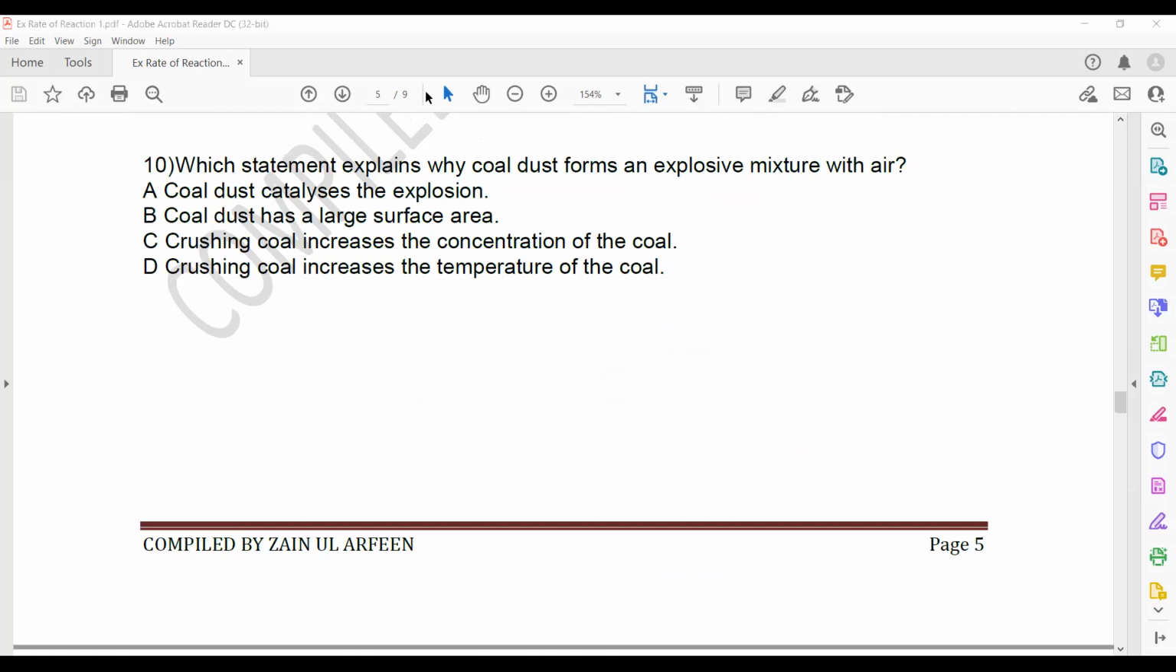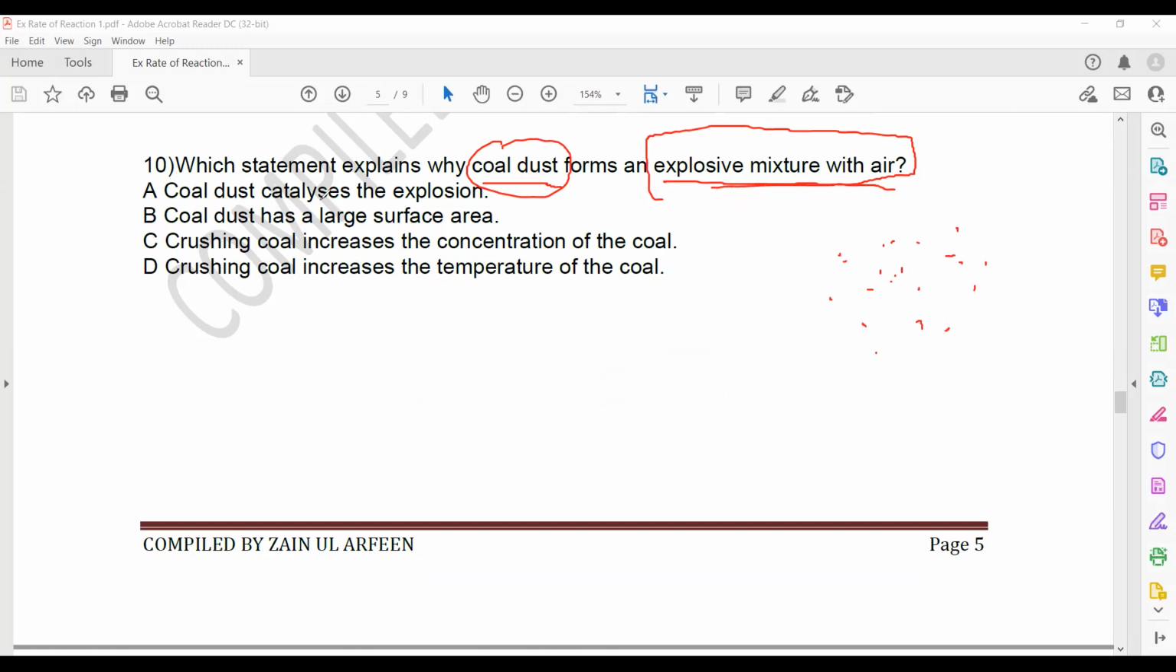Which statement explains why coal dust forms an explosive mixture in air? For example, in a coal mine, the fine particles of the coal can easily catch fire. So what is the reason why the fine particles of coal dust can easily catch fire, can easily react? Which statement explains why coal dust forms an explosive mixture? It can burn easily, it can react faster.